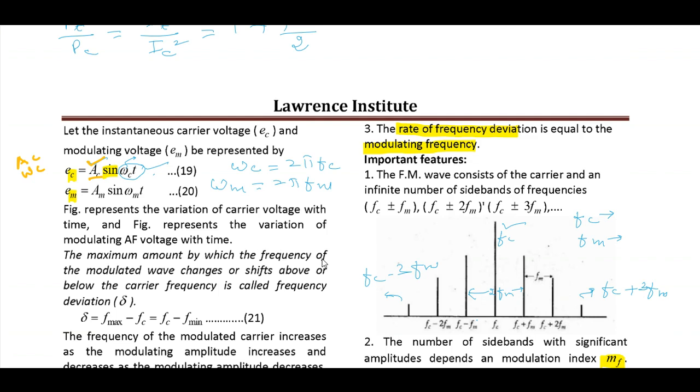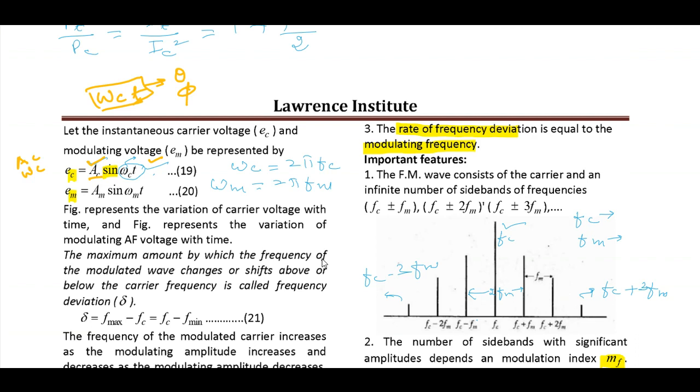And if we vary the phase, this whole angle omega C t, if I write it here, is the phase. Normally we represent it by angle theta or by phi. Now, three kinds of modulation are possible: amplitude, frequency and phase. Amplitude has been done, frequency will be done in this lecture.